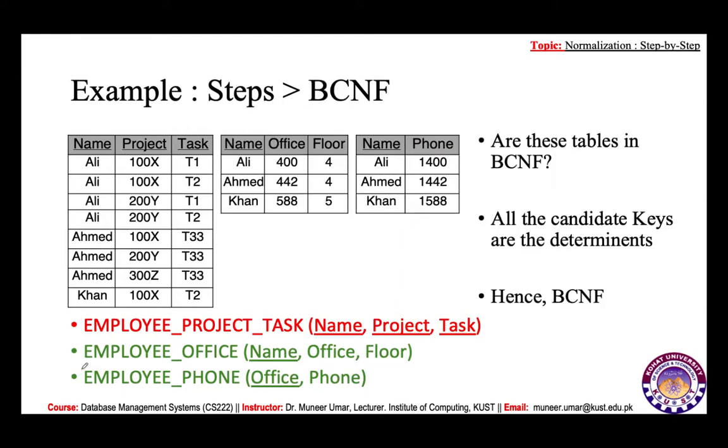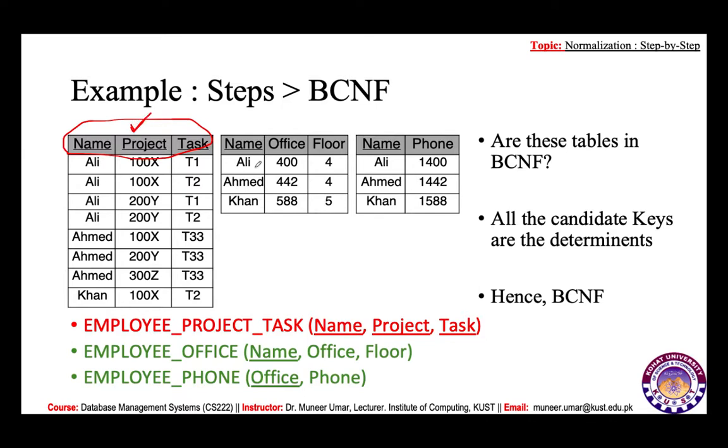Next we have BCNF. We must check whether the candidate keys are determinant. Now if you look into the first table, this is a composite key, so there is no additional attribute which can be checked for determination. So we can say that this one satisfies the condition for BCNF.